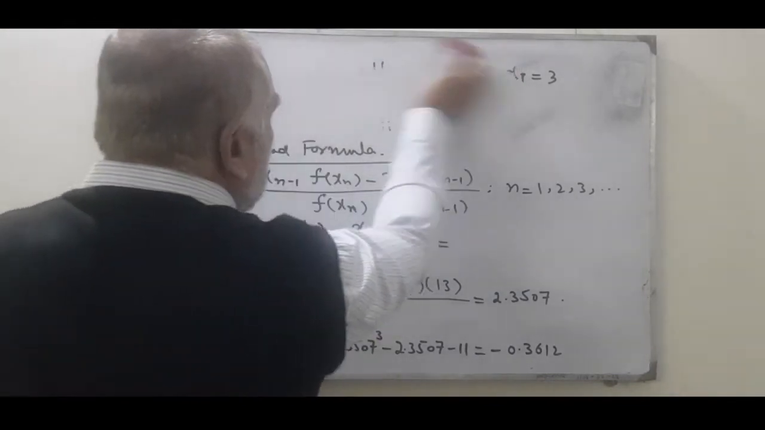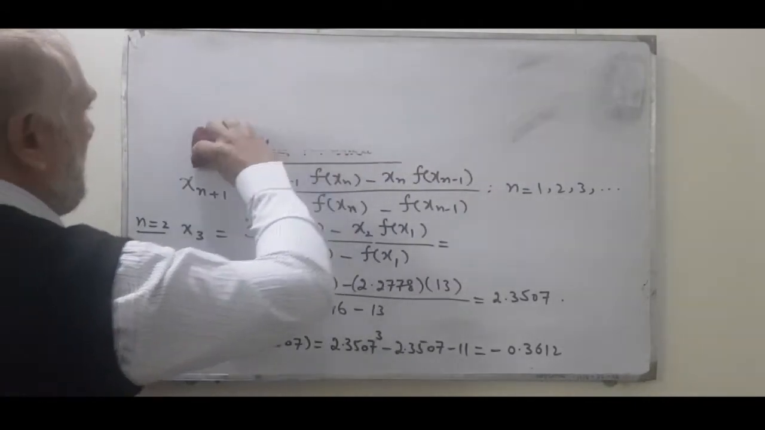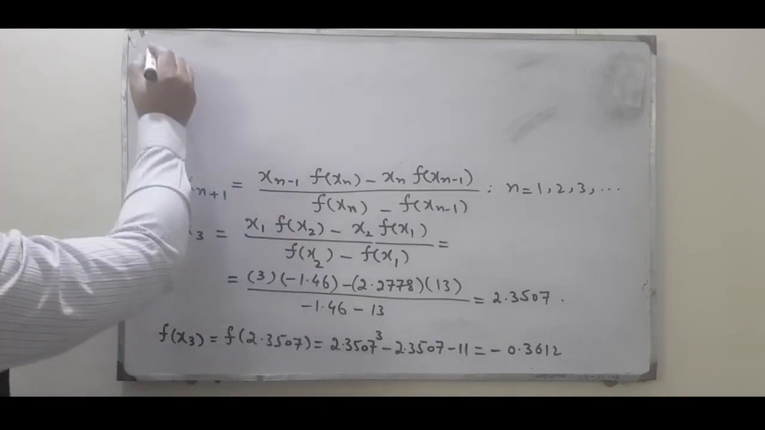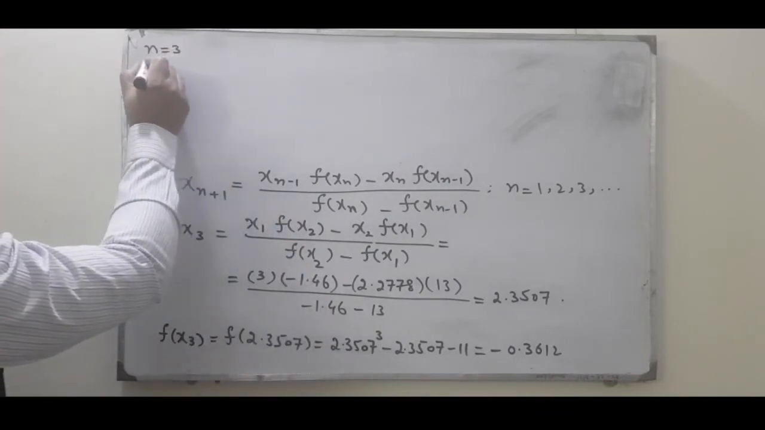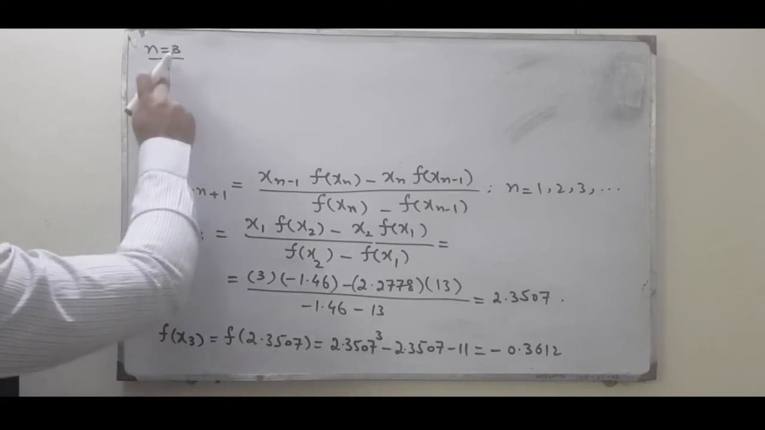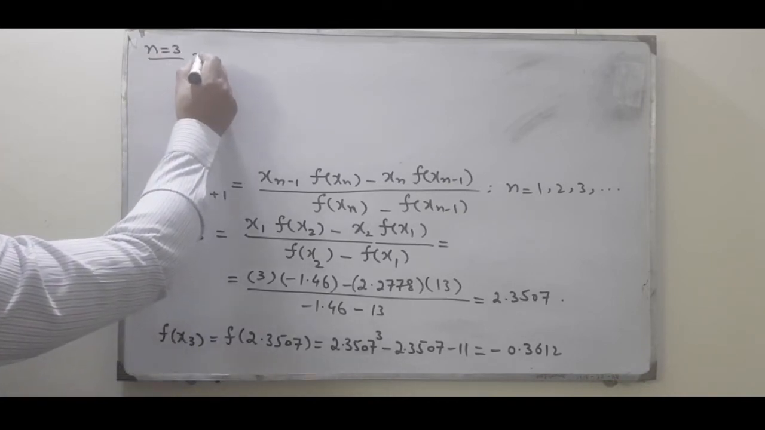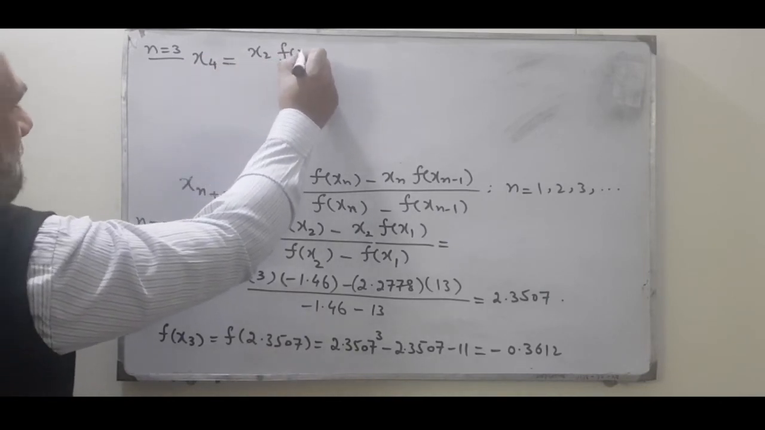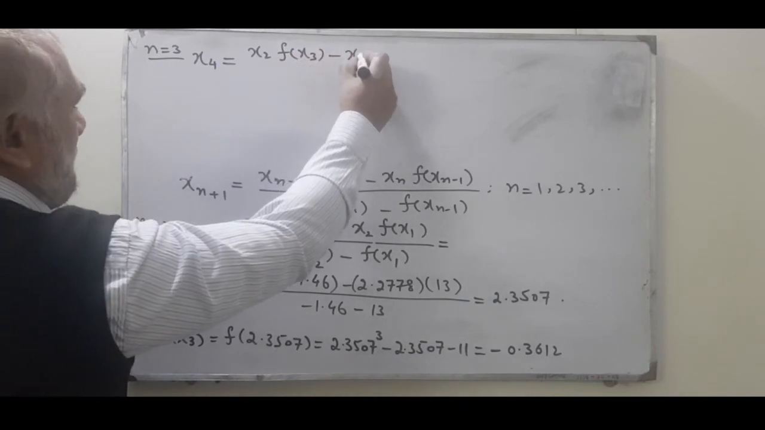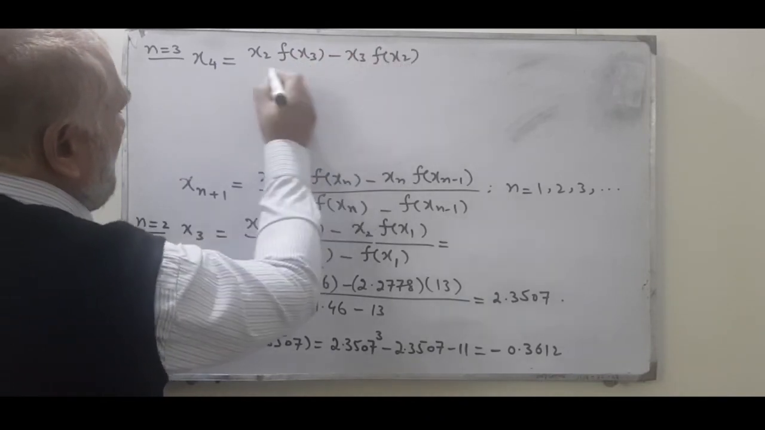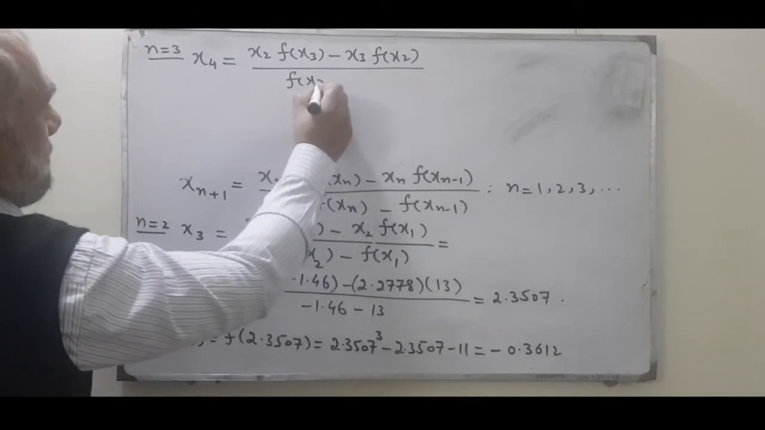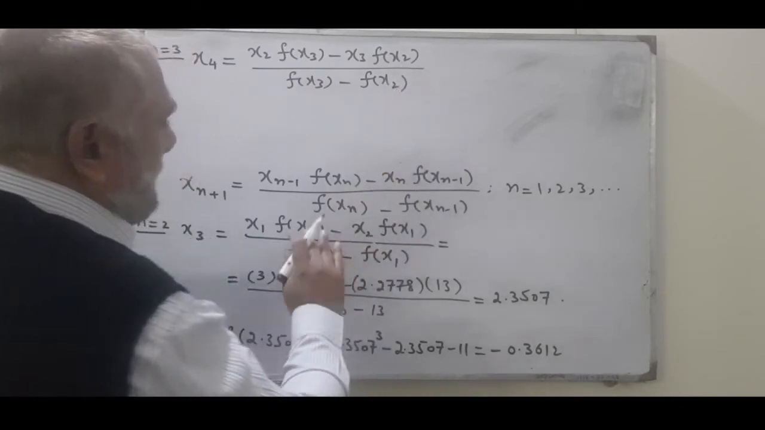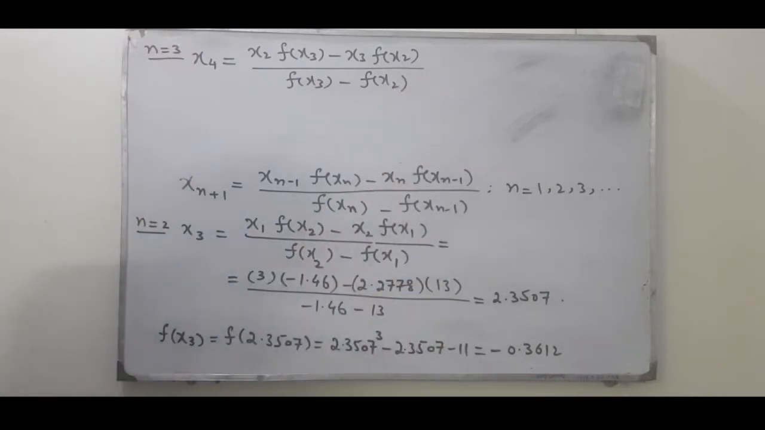We solve it here. For the next iteration, we have to replace n equals 2 with n equals 3. So on the left side, this gives you x4. On the right side, this will be x2 f(x3) minus x3 f(x2), whole divided by f(x3) minus f(x2). So this is the change on the right hand side after taking n equals 3.